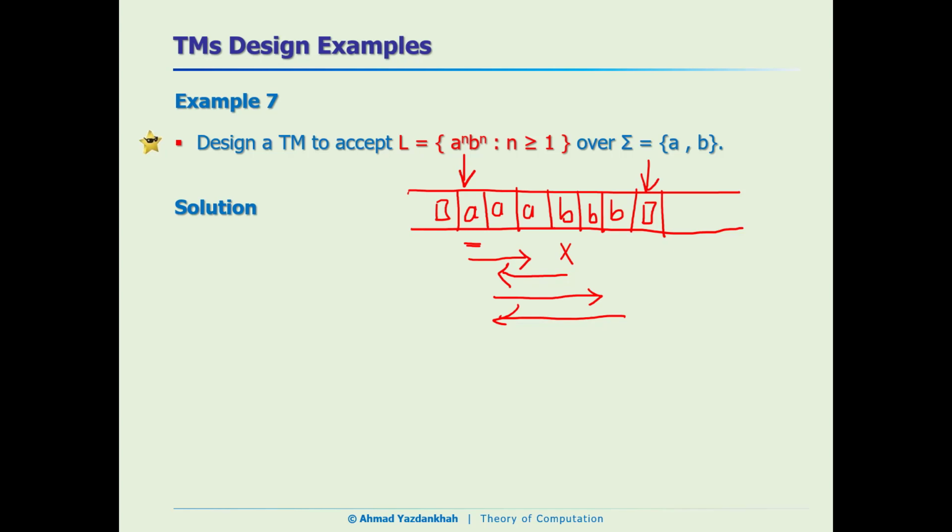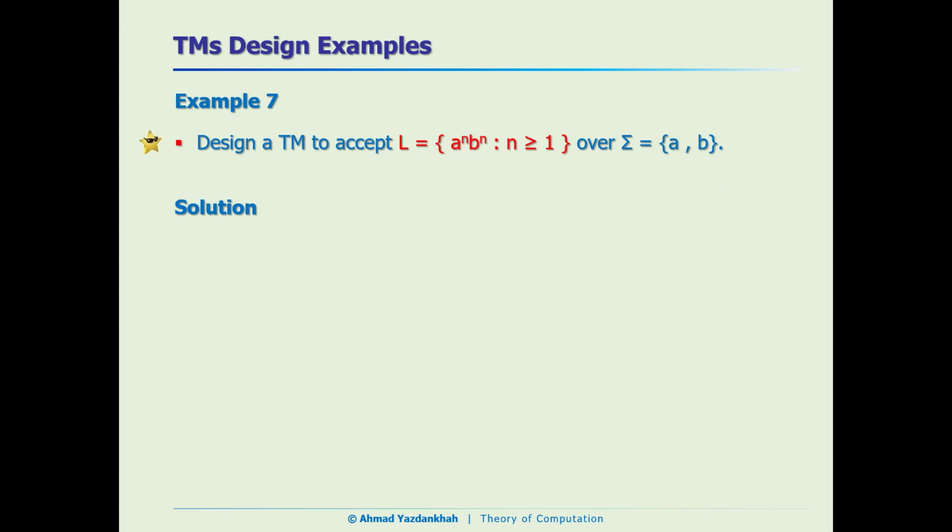But it is not as easy as I just explained. When you move from here to find a B and you reach here, and then you return back, how can you find the A's that you visited? And the same thing is true for the B's. So we need to mark them. When we visit an A, we change it to something, and when we find a matching B for the A, we mark it with something else. For example, if I visit an A, I change it to X, and then I find a matching B and I change it to Y. In this way, we can make sure which A's we visited and which B's are matched.